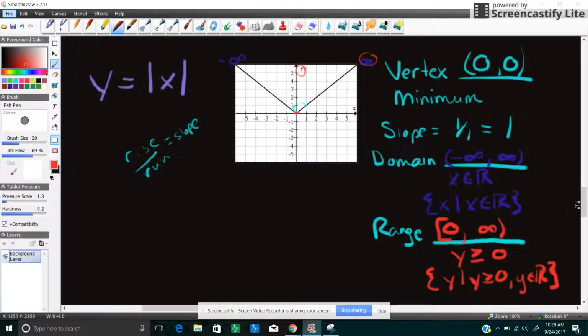In the next video, I'm going to talk about what happens if I move this vertex or change the slope. Several things can happen. I can move this location, I can make this steeper, I can make it wider, and that does have effects on these things I have over here. So hopefully this was enough for the introduction.